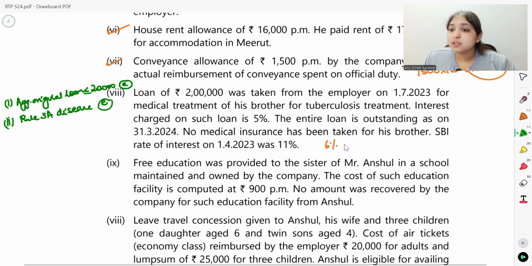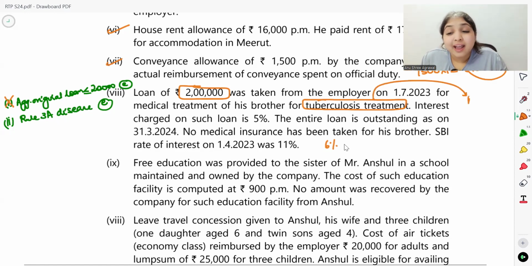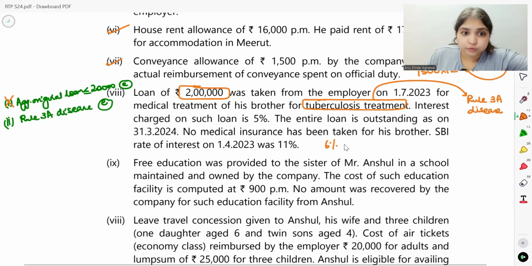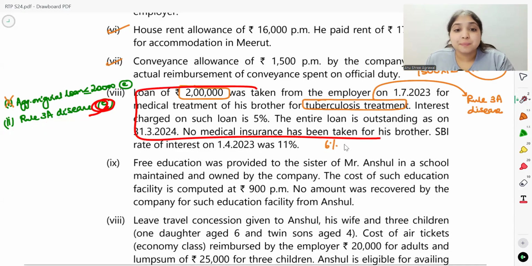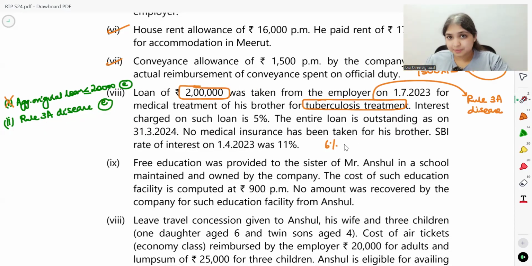Here, if you see, the loan amount is 2 lakhs, guys, which is more than 20,000. So, first situation is not applicable. But is the loan for medical treatment of Rule 3A disease, guys? It is for treatment of tuberculosis. They did not say whether it is Rule 3A disease or not. I'll make the most obvious assumption. I'll assume it is a Rule 3A disease. So, if I assume it is a Rule 3A disease, any amount of loan, even if it is more than 20,000, if it is for medical treatment of Rule 3A disease, it is fully exempt, guys. So this perquisite over here is going to be fully exempt.